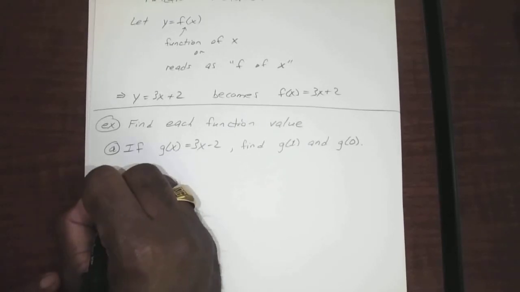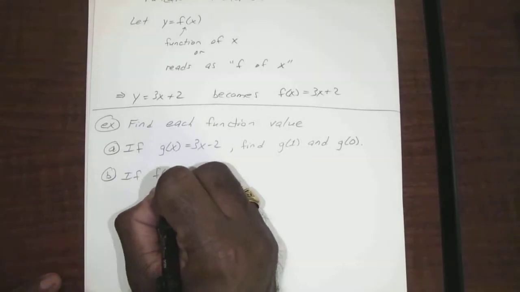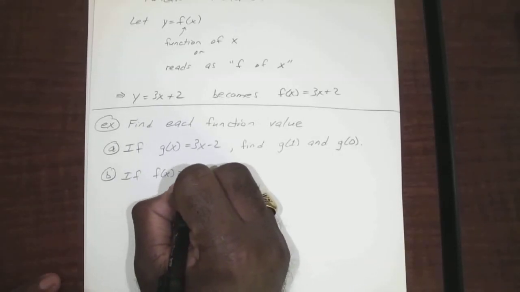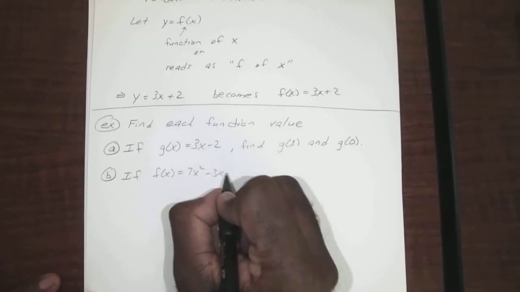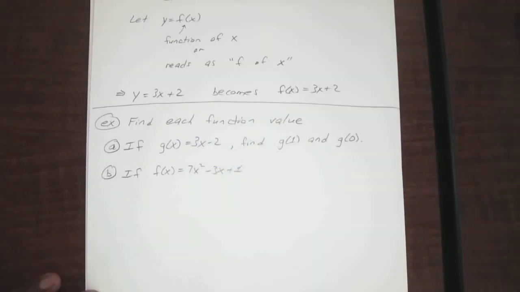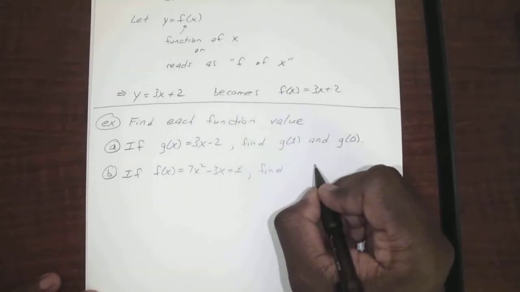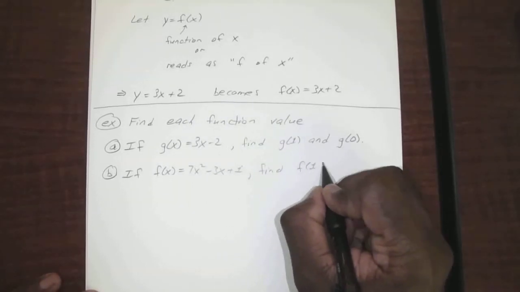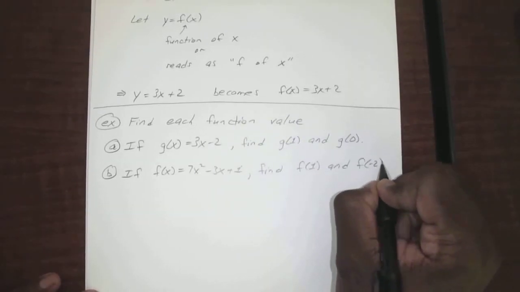And for problem B, if f of x equals 7x squared minus 3x plus 1, we want to find f of 1 and f of negative 2.